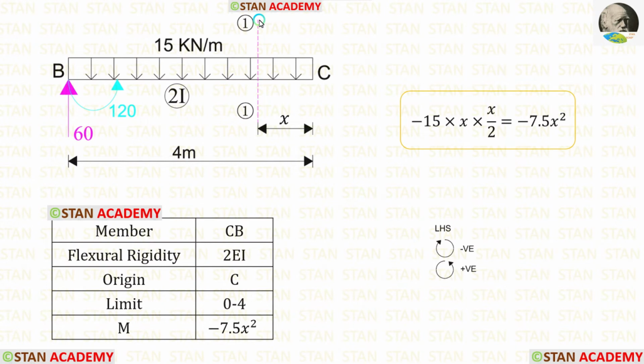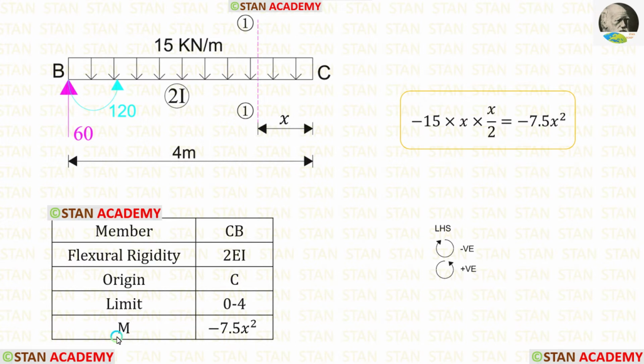Now let us take BC and find M. We have made the first section in BC. I have made the section at a distance of x from the point C. For member CB, the moment of inertia is 2I. So the flexural rigidity should be 2EI. The origin of the section is in the point C. The limits are 0 to 4.